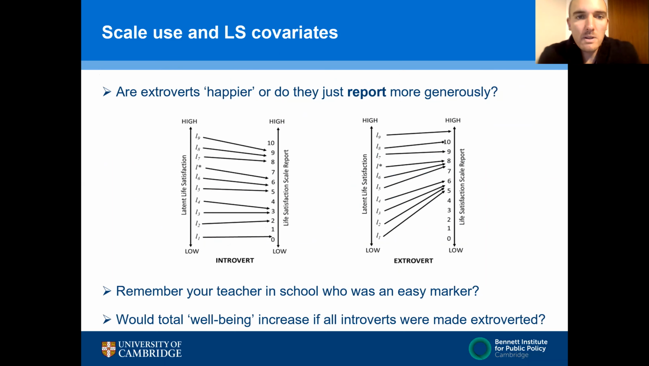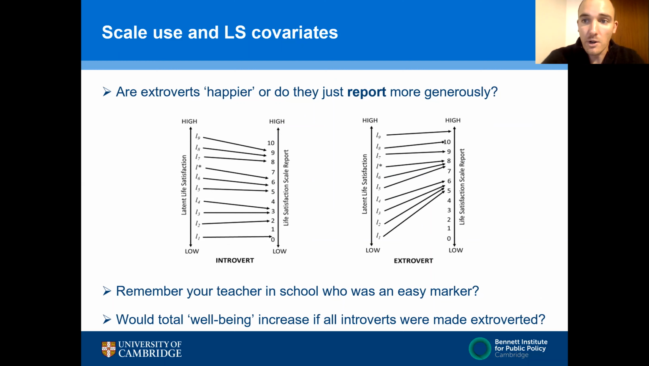Let me try to give another example of this, because I think this is probably the easiest way for scale norming to occur. So a kind of well-established finding in the subjective well-being literature is that extroverts are happier than introverts. Now, it's possible that this reflects a real difference in latent life satisfaction, because extroverts tend to be more social people, and so they maybe have more friends, and we think that social relations tend to improve people's subjective well-being.